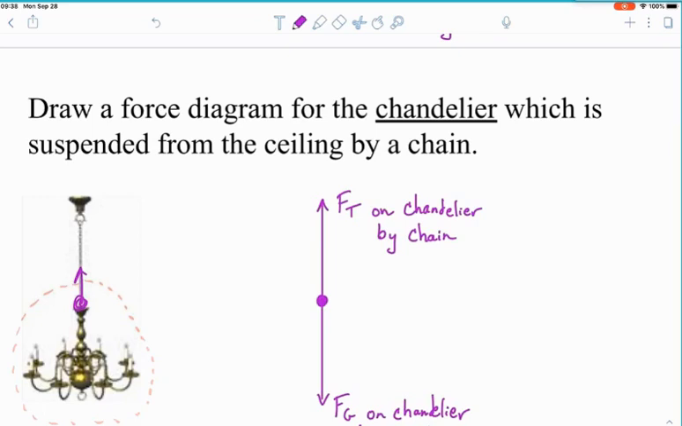So if the ceiling fell down, yes, my chain would no longer be able to pull. But as far as the chandelier is concerned, if the chandelier closed its eyes and just focused on what it feels, it would feel the chain pulling up on it, but nothing else. Side to side, there's nothing pushing or pulling on our chandelier. So then the only two forces we have are that tension and gravitational force. I know that these forces will be equal because it is not moving, and specifically not accelerating.